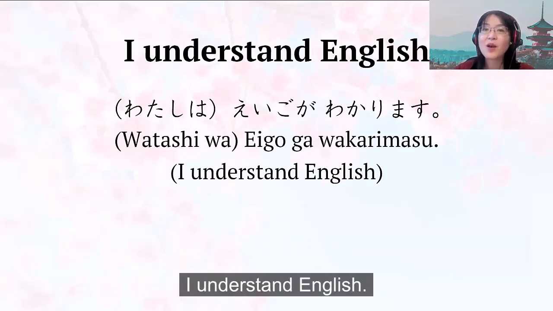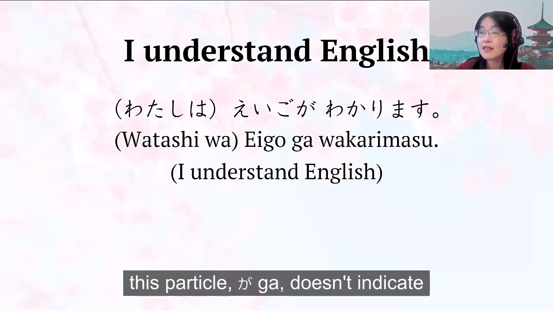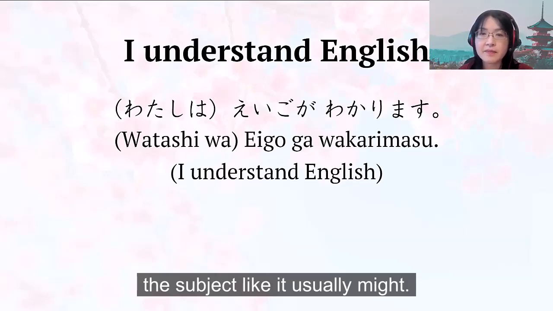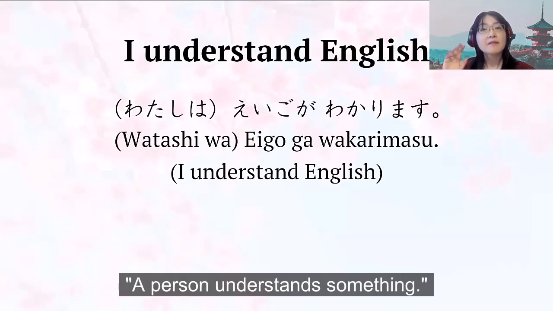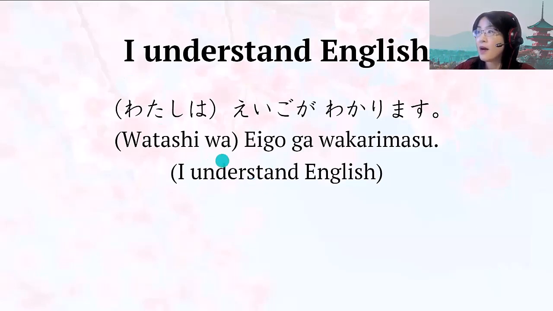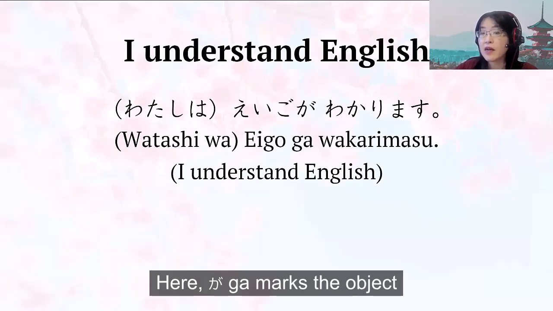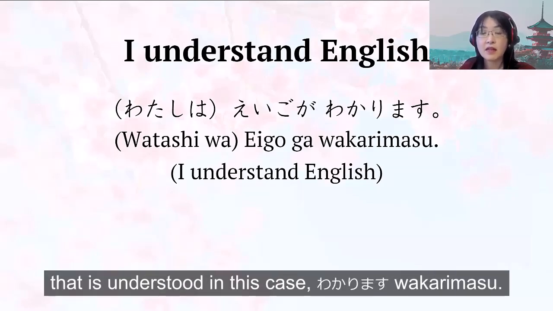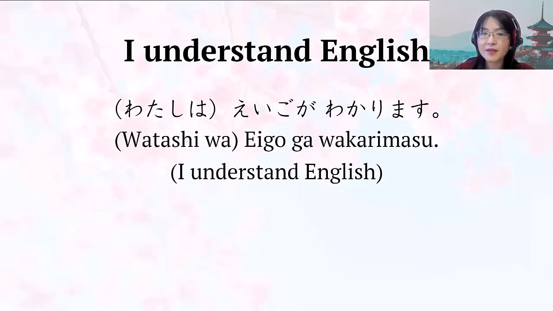I understand English. 私は英語がわかります. By the way, in this case, this particle が doesn't indicate the subject like it usually might. Instead, it is used within a structure. A person understands something. In Japanese, person は things がわかります. Okay? は and then がわかります. So this is a special sentence structure. Here, が marks the object that is understood in this case. わかります. What do you understand? 英語がわかります. Okay?